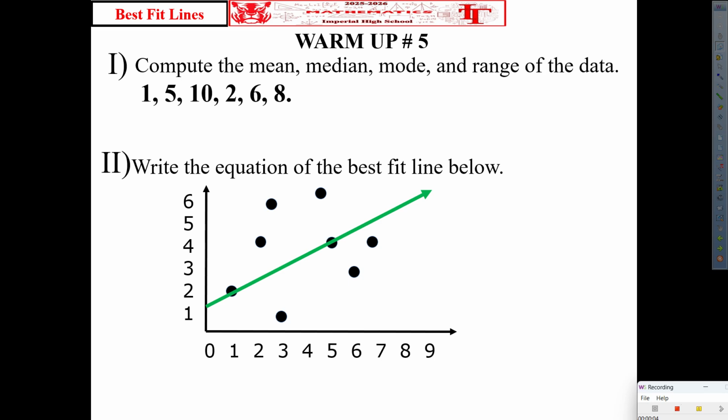Warm-up number 5 is on the screen. Let's get started, please. By now, you should be able to do number 1 by yourself. Number 2, copy that onto your notes, and I'll guide you through that one because some of you might have forgotten how to write an equation from a line. So, if you did, that's okay. I'm just trying to bring things back one step at a time.